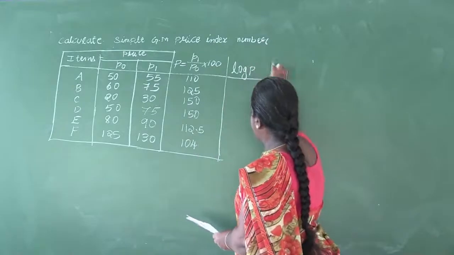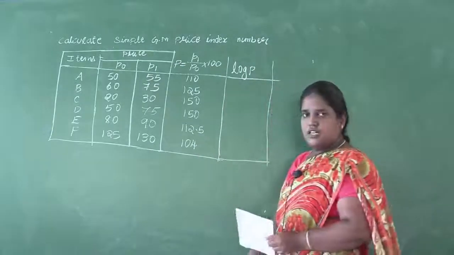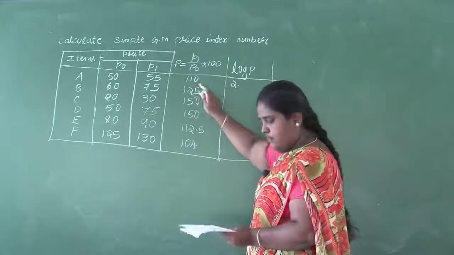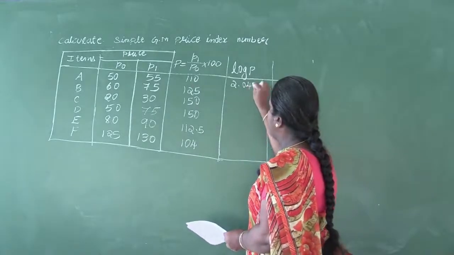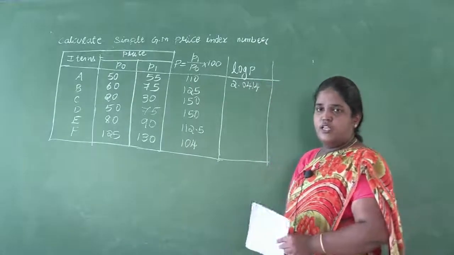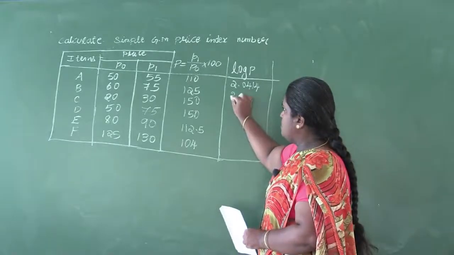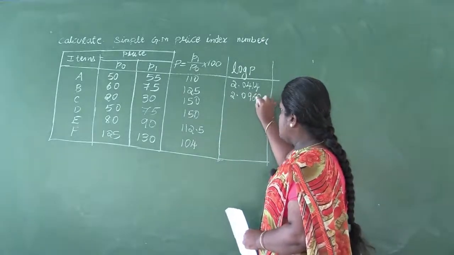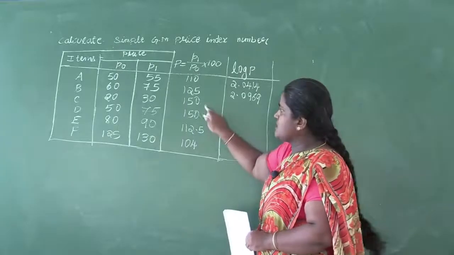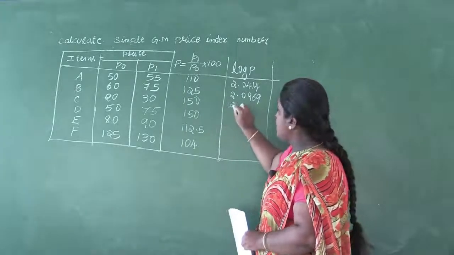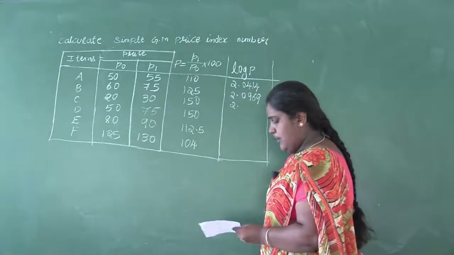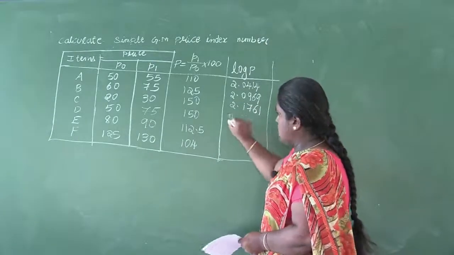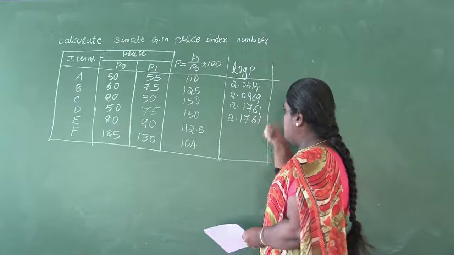Next, log P we have to find out. So 110 is a 3-digit number, so 3 minus 1 will get 2. So 2 point. See the table value for 11 under 0, which is 0414. Then 125 is a 3-digit number, so 3 minus 1 will get 2. So 2.12 under 5, which is 0969. 150 is a 3-digit number, so 3 minus 1 will get 2. So 2 point. See the table value for 15 under 0, 1761.